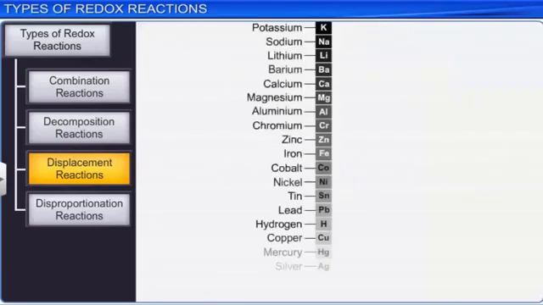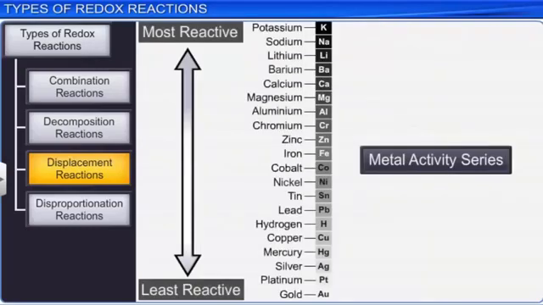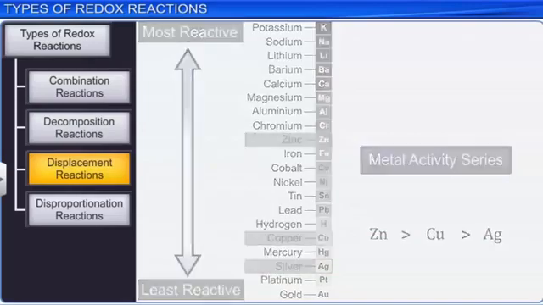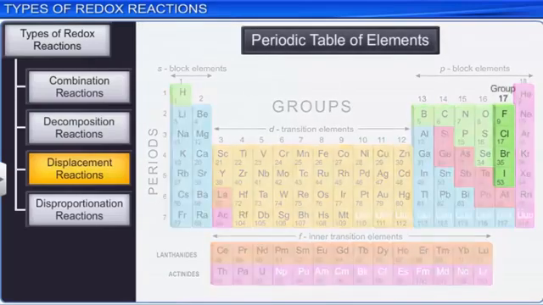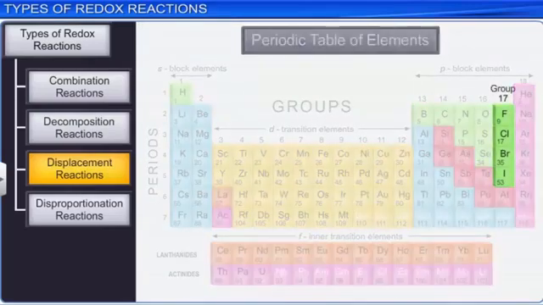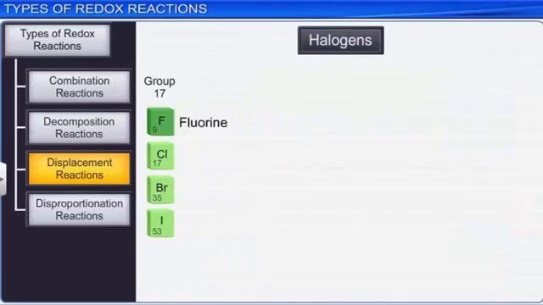We learnt about the activity series of metals and saw that zinc releases electrons to copper and copper releases electrons to silver. Similarly, halogens also have an activity series. The halogens in the 17th group include fluorine, chlorine, bromine, and iodine.